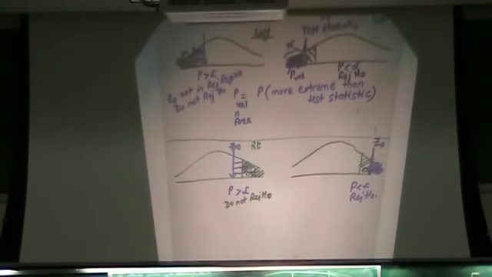Are you with me or what? I want to make sure. So it's like no big mystery, okay? It's just if you land up in the rejection region, then your p is going to be smaller than alpha, that's it.